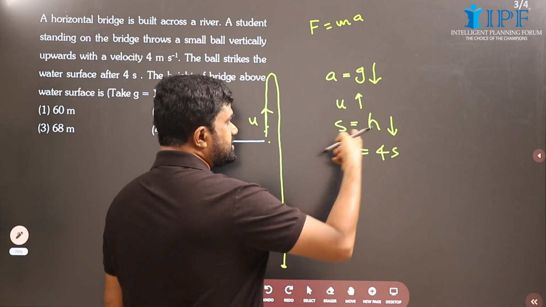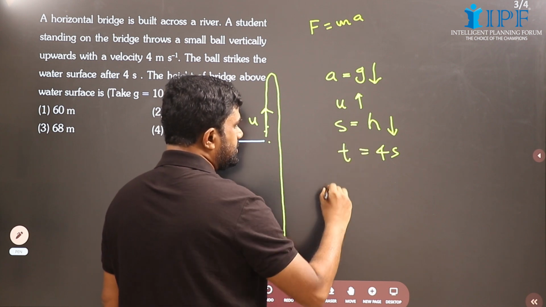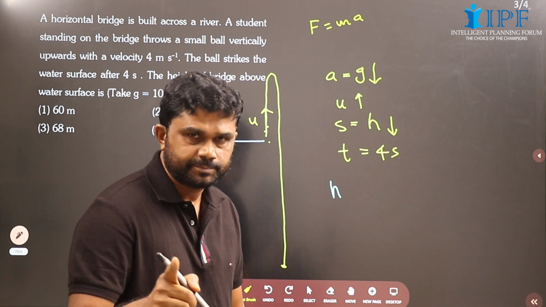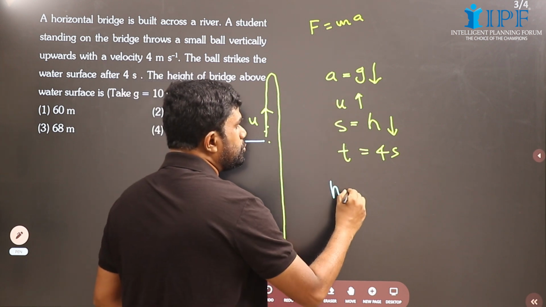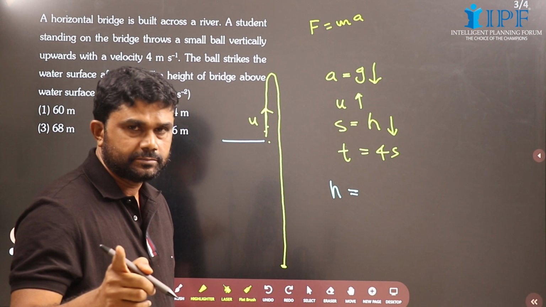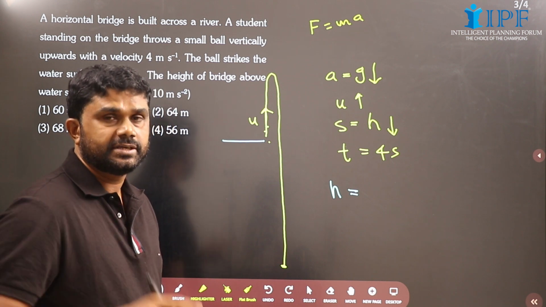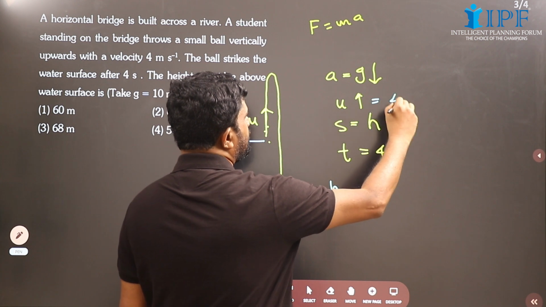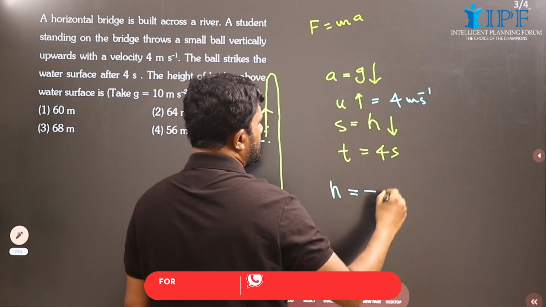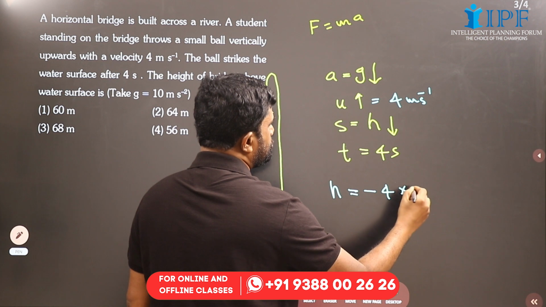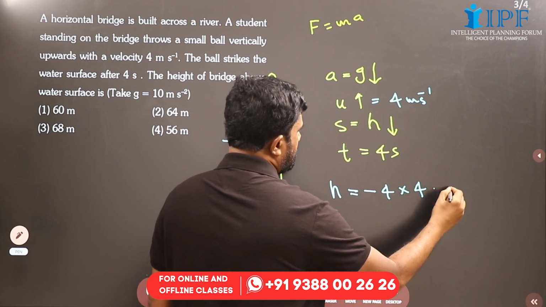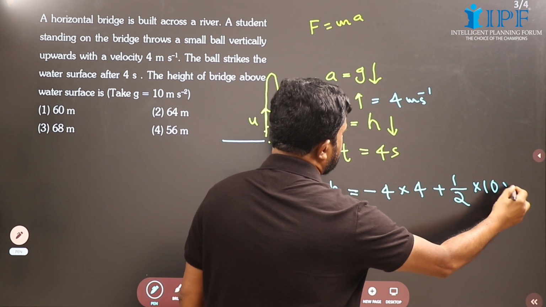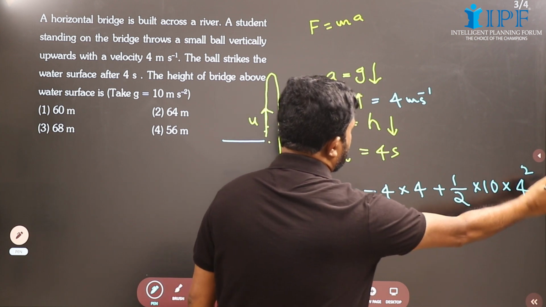Okay, see, this S will be the height of the bridge, which is directed vertically down, so I have taken it as positive. Then the initial velocity u, which is directed vertically up, must be taken as negative. So minus, u is given as 4 meter second raised to minus 1. So minus 4 into time, which is 4 seconds, plus half acceleration due to gravity, which is 10, and time is 4.